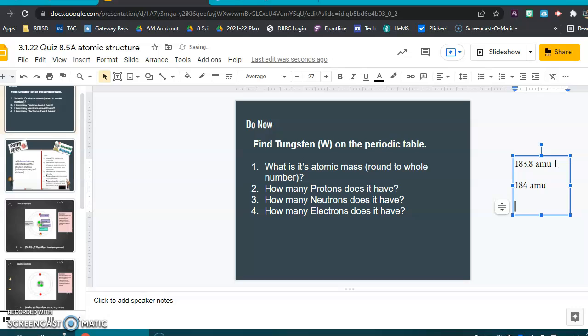And you said that it's protons. You said that its atomic number is 74. Its atomic number is also equal to the number of protons and the number of electrons. All right, so we take that, so I have 74 protons.